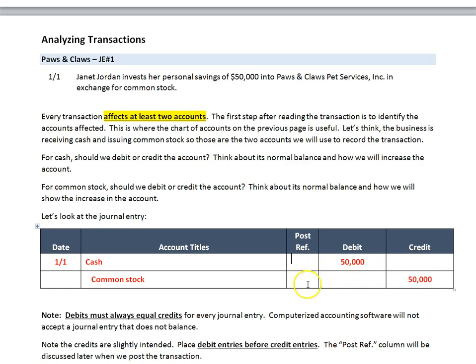I'll show you later this post-ref column and how it's used. It's really not as needed nowadays because computers handle this. That's why I'm not going to emphasize it much, but I'm going to show you one example later. For now, you can just ignore it.